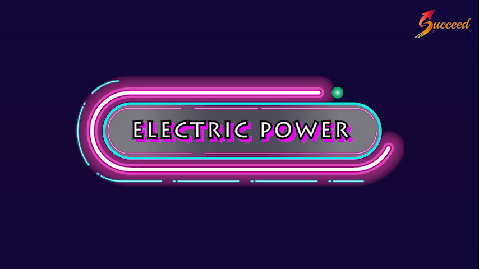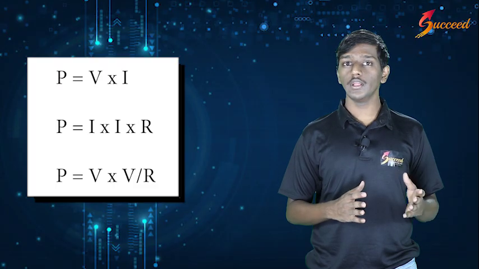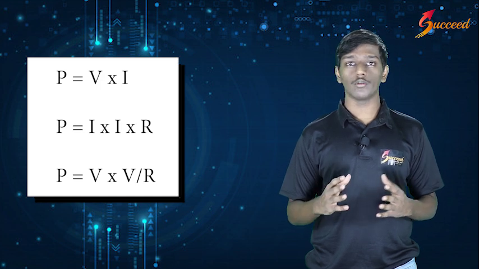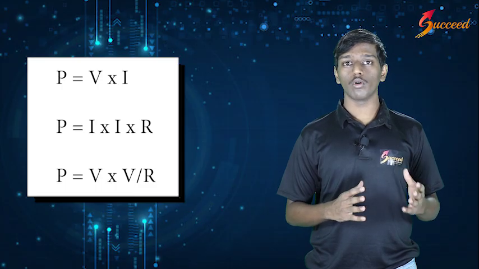Electric power. Electric power is defined as the rate at which energy is dissipated in the circuit. We know P is equal to V into I. P is equal to I square R. P is equal to V square by R. The SI unit of electric power is watt. 1 watt is defined as when 1 ampere of current flows in a circuit with a potential difference of 1 volt. 1 watt is a very small quantity.